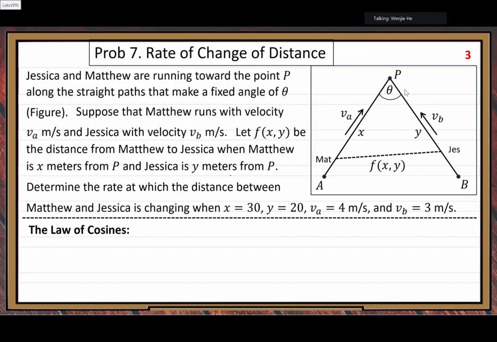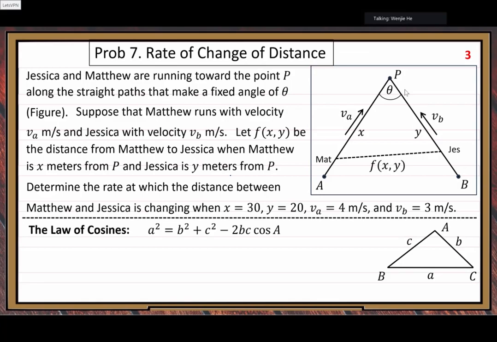Because x is a function of t, VA is a function of t, y is a function of t, and VB is also a function of t, so it's a function of the variable t. We need to apply the law of cosines here. Let's review the law of cosines. In this triangle A, B, C, based on the law of cosines, we have a squared equals b squared plus c squared.